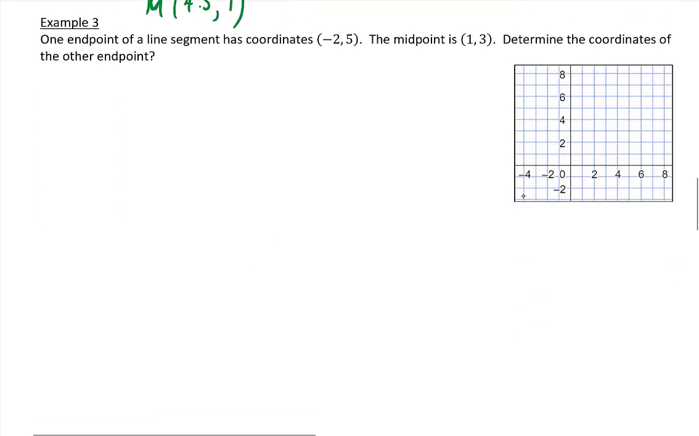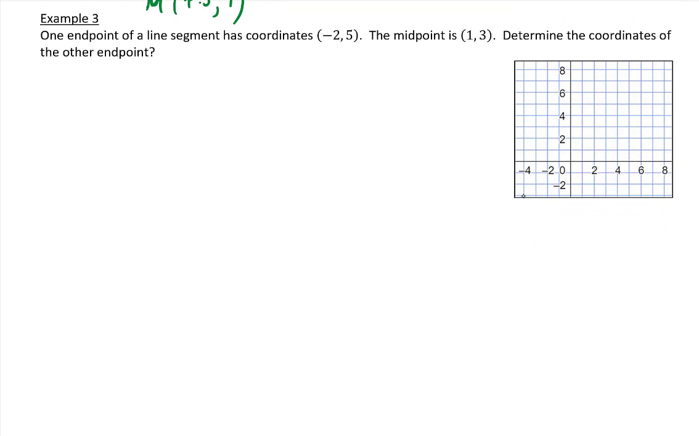Let's change the question around now. Let's say we want to find an endpoint, knowing the midpoint and one of the other endpoints. So first let's plot this. We know that one endpoint is at negative 2 and 5. We'll call that A. And we know that the midpoint is at 1 and 3. We'll call that M. We need to find the other endpoint.